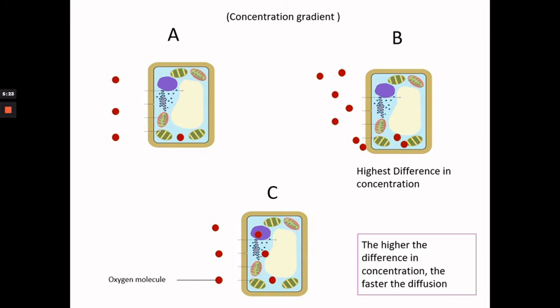This is because of something we call concentration gradient. And that is what? The difference between the concentration of the two areas. So we can see that in B, we have the highest difference in concentration. So the higher the difference in concentration, the faster the diffusion.